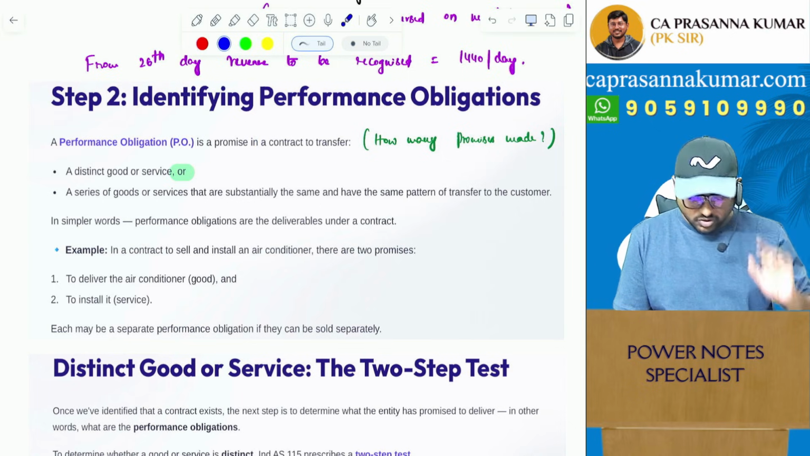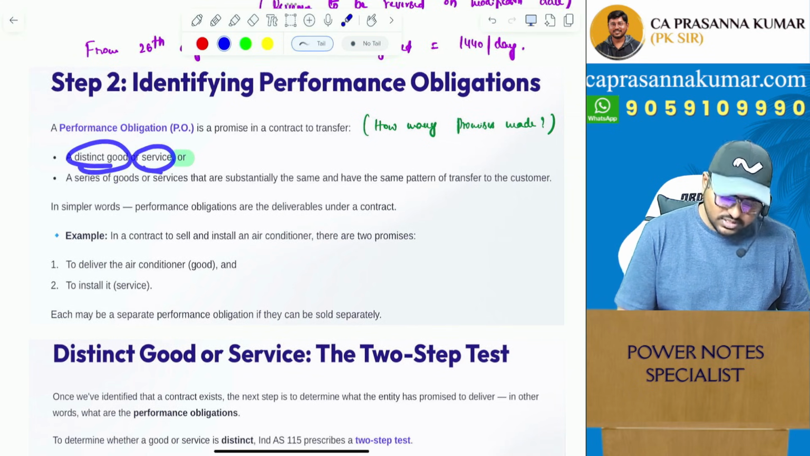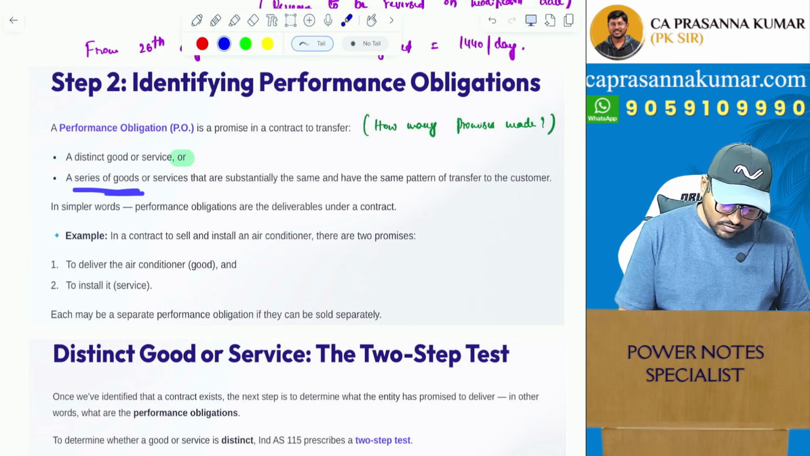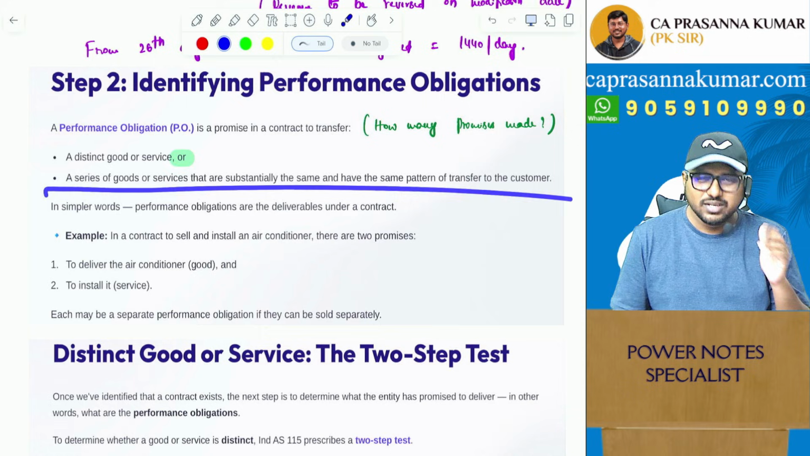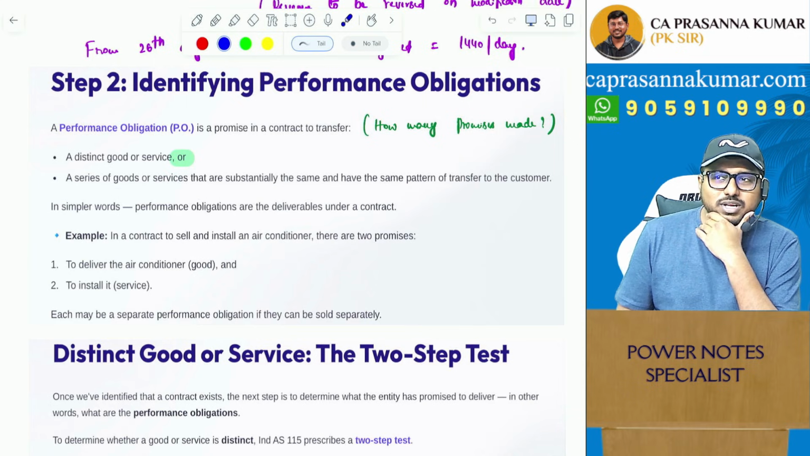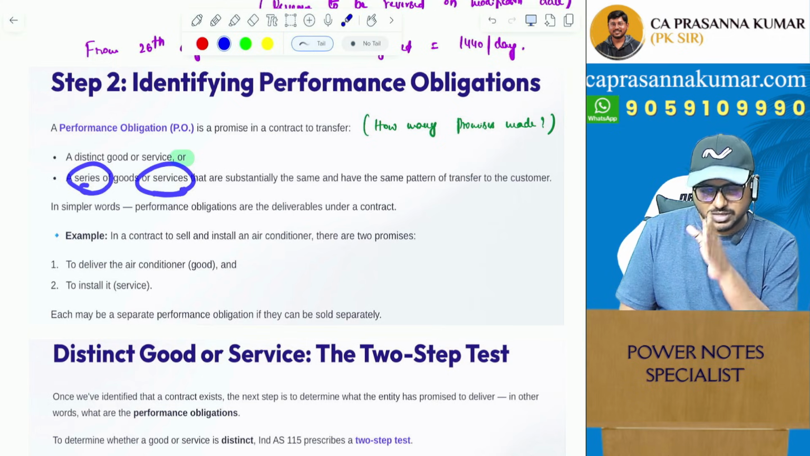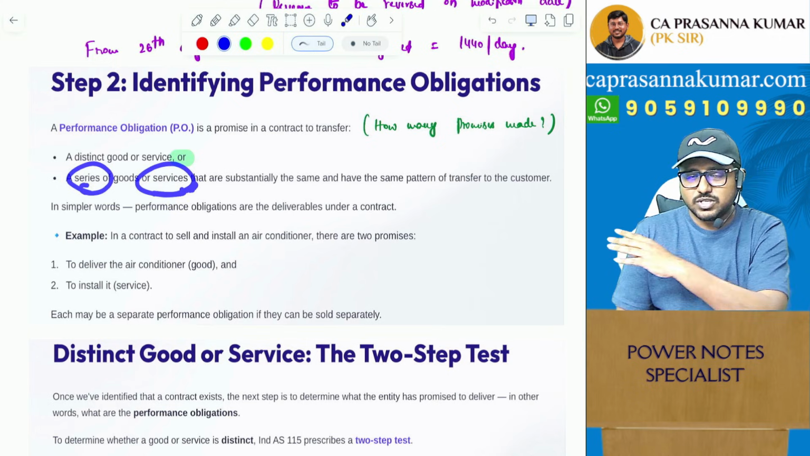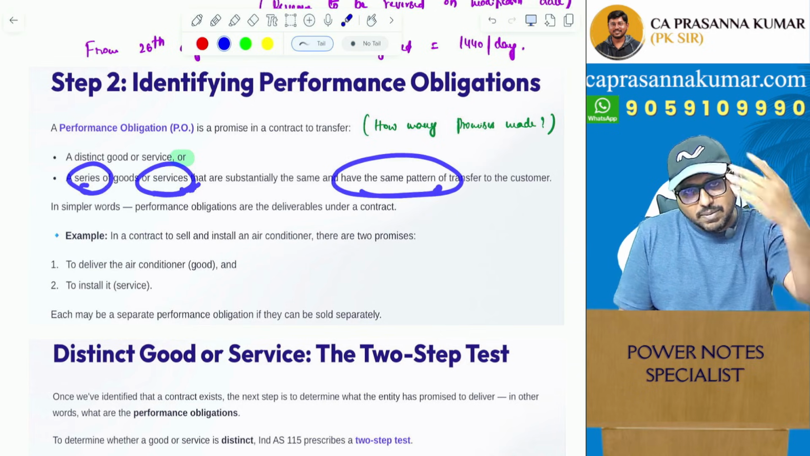Step 1 is nothing but the contract. A performance obligation is a promise to transfer what? A distinct good or service. Distinct is the keyword over here. Or a series of goods or services that are substantially the same and have the same pattern of transfer to the customer. Sir, what do you mean by that? Subscription service. Take a Netflix subscription. It is a series of services: month 1 service, month 2, month 3, 4, 5, 6, 7, 8. A series of services which are actually the same, and the transfer of service is also the same. The pattern is also the same.